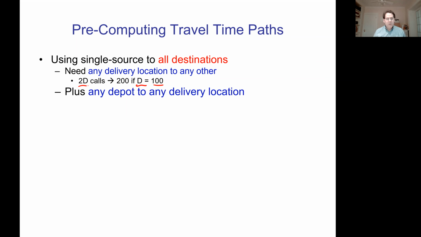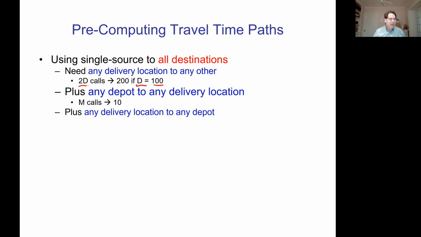Okay, we also need to include the depots. So we need to know what's the travel time from any depot to any delivery location. Same idea. We're just going to start that multi-destination search from each depot. So let's say 10 more calls if we had 10 depots.